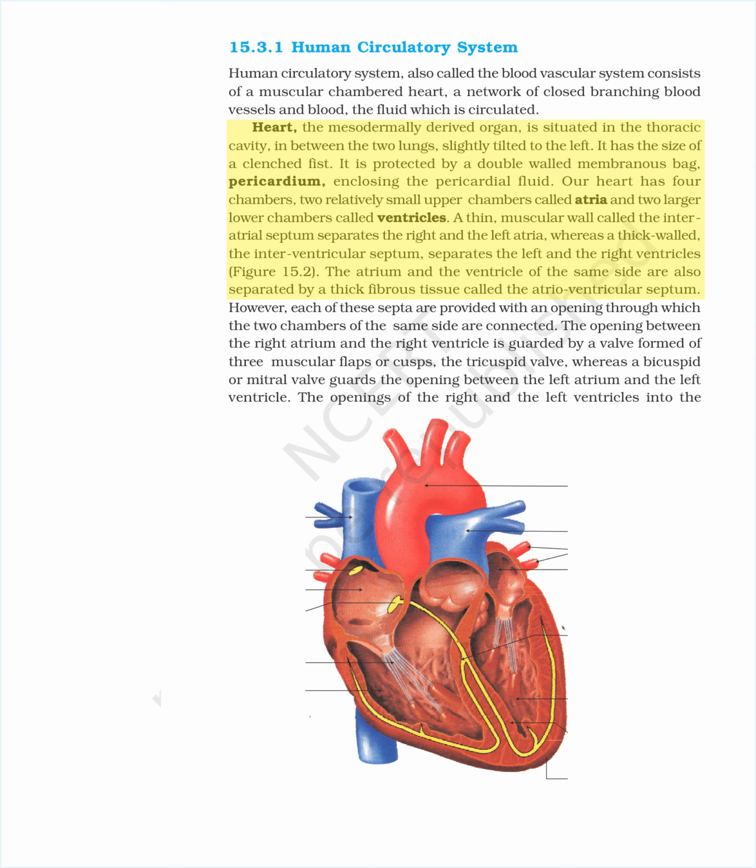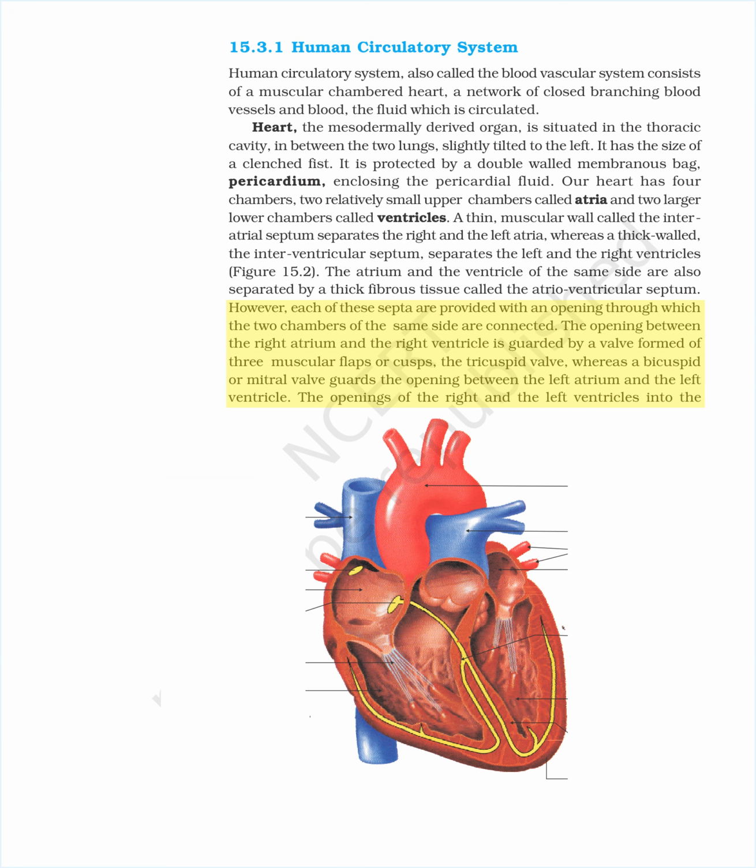Our heart has four chambers: two relatively small upper chambers called atria and two larger lower chambers called ventricles. A thin, muscular wall called the interatrial septum separates the right and the left atria, whereas a thick-walled interventricular septum separates the left and the right ventricles, figure 15.2. The atrium and the ventricle of the same side are also separated by a thick fibrous tissue called the atrioventricular septum.